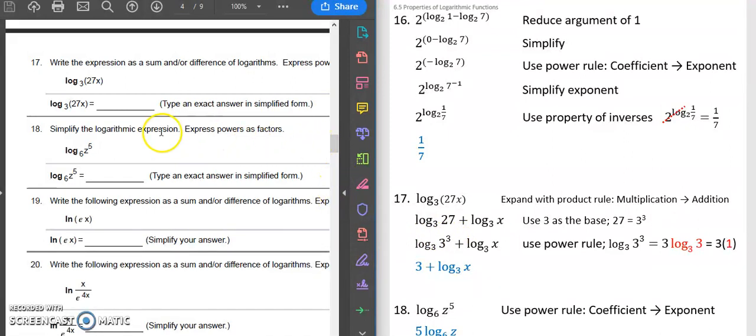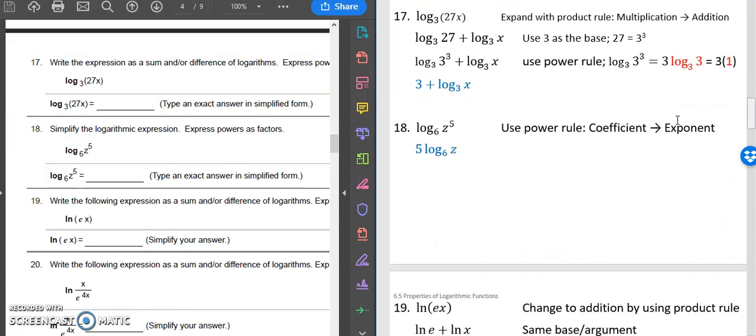Number 18 says simplify the logarithmic expression. It says express powers as factors. So again, we want to break it down and expand it in this case as much as we can. So this is a simple one. We just want to use the power rule. To simplify it, we'll bring this 5 down in front. It'll be 5 log base 6 of z.